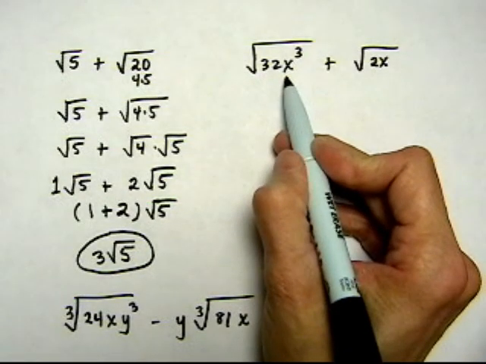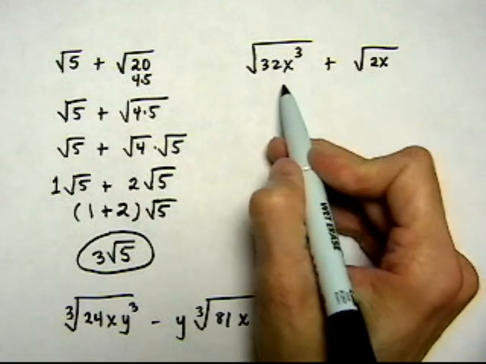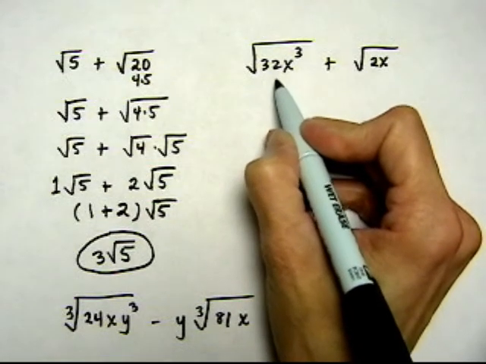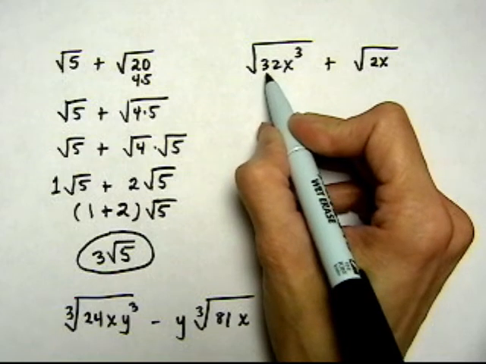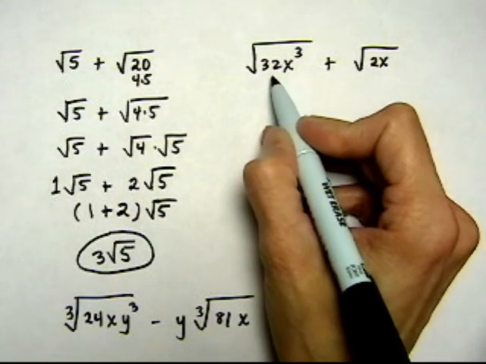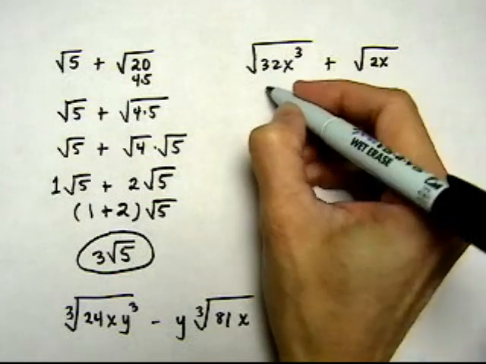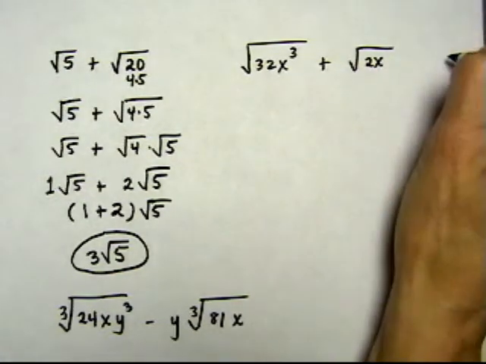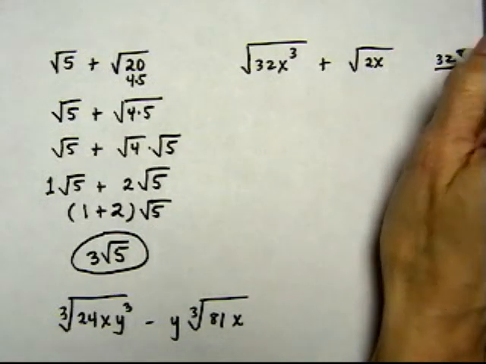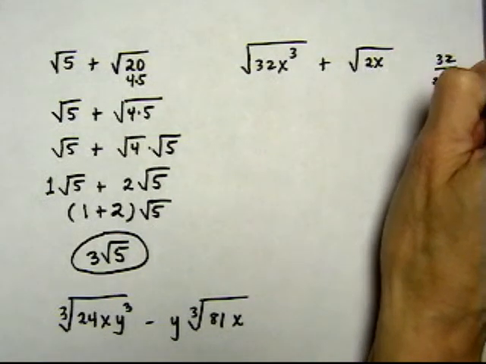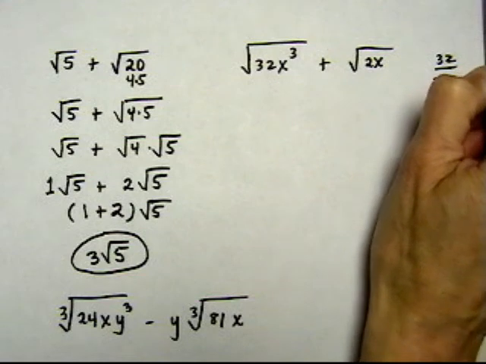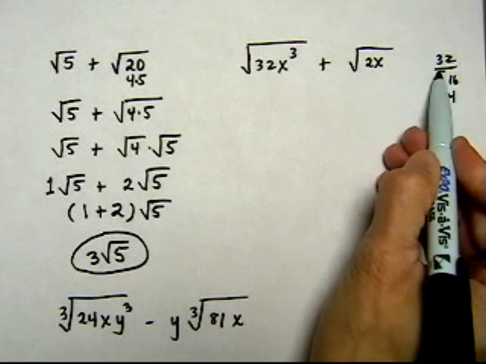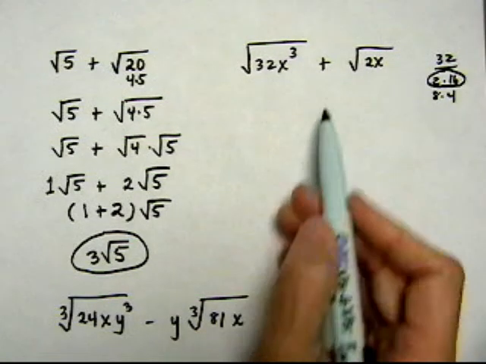Right now we don't have like radicals because even though they're both square roots, the insides are different. So what we want to do first is simplify this guy and see what we get. So we want to break down 32 and x cubed into factors that contain perfect squares. So 32 is the same as, and let's go off to the side here for that. For 32, we could have 2 times 16, 8 times 4, and 4 is a perfect square, and so 16. And I'm going to use 2 times 16 because I want to use the highest possible square root.